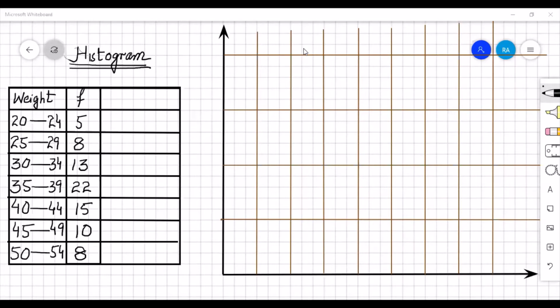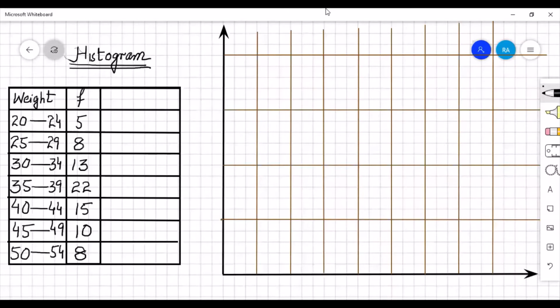Today we are going to discuss histogram. Histogram is a type of graph which is obtained with the help of this data which is shown on the left side of the screen. Here weights are given 20 to 24, 25 to 29 and their frequency is given along with the groups.